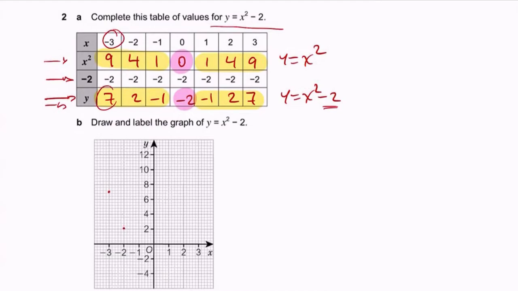Negative 1 and negative 1, which is here. 0 and negative 2, which is here. 1 and negative 1, which is here. 2 and 2, which is here. And 3 and 7, which is here. So if I want to draw, it will be like this. So this is the drawing. It is a parabola, and it opens like this because the coefficient of x squared is positive 1.